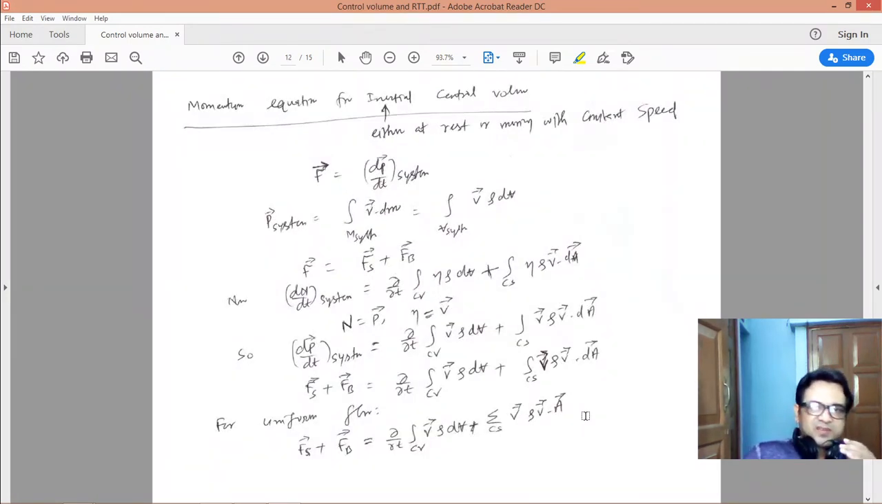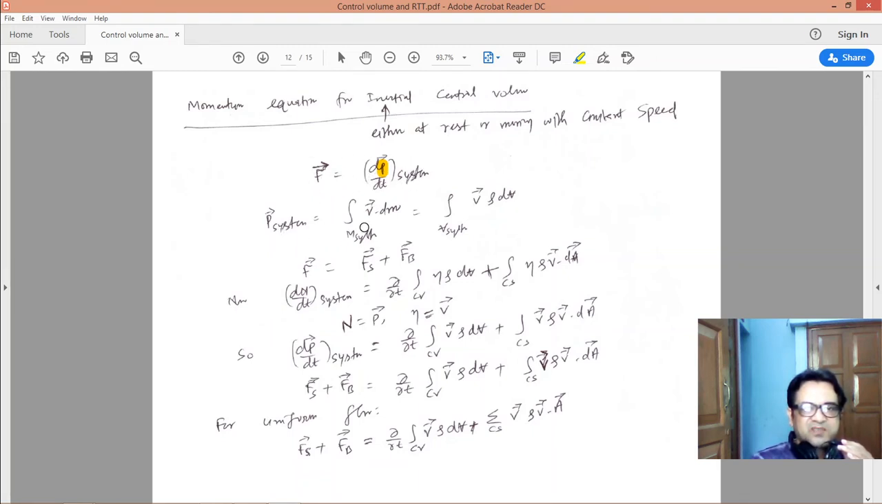Now we will derive the momentum equation from the Reynolds transport theorem, for an inertial control volume basically. So the control volume is at rest or moving with a constant speed. In this case, what is the capital N? It is the linear momentum of the system. So F equal to dP by dt. This is Newton's second law.